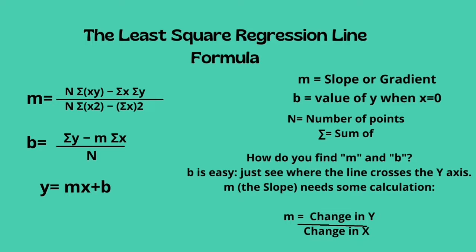So the formula for m is equal to n multiplied by the sum of xy minus the sum of x multiplied by the sum of y, divided by n multiplied by the sum of x squared minus the sum of x, squared. Meanwhile, the formula for b is equal to the sum of y minus m multiplied by the sum of x, over n. Then the third equation is y equals mx plus b.